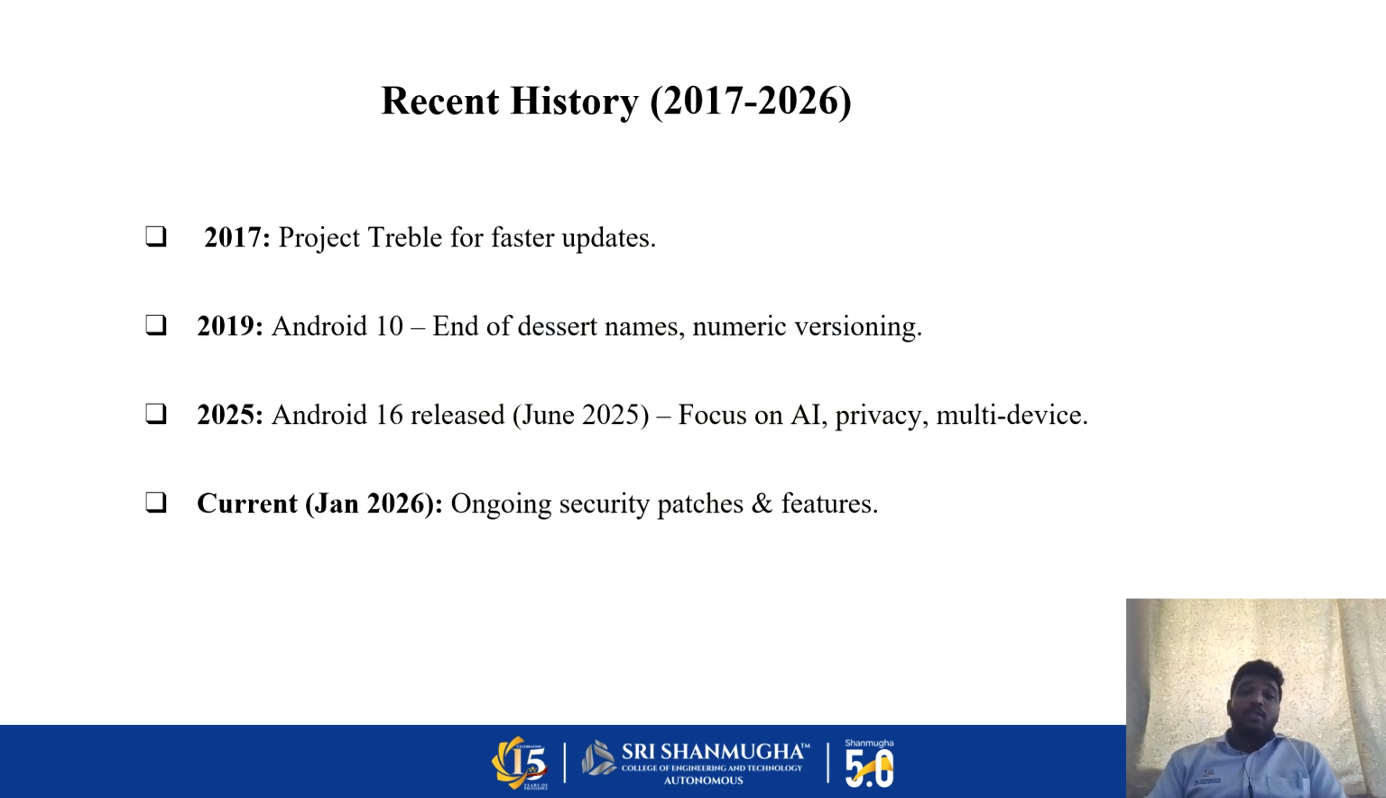Recent history, 2017 to 2026. In 2017, Project Treble separated vendor code for faster updates. In 2019, Android 10 ended dessert names and switched to numeric versions, introducing dark theme and better privacy. In 2024, Android 15 was released. In 2025, a major shift: Google moved to Q2 releases, with Android 16 stable in June 2025, focusing on AI, privacy, and desktop mode for tablets, plus Material 3 Expressive design.